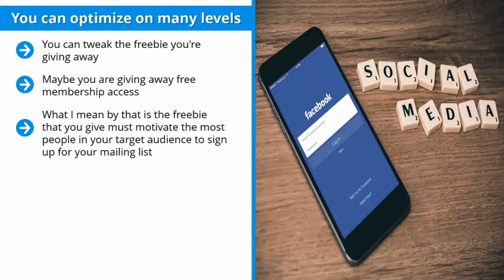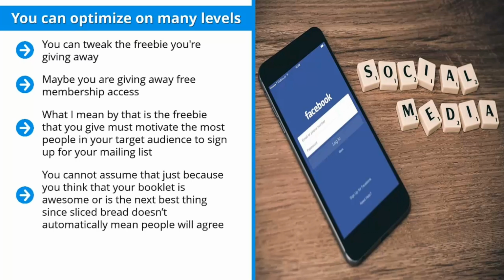What I mean by that is the freebie that you give must motivate the most people in your target audience to sign up for your mailing list. This is not easy. You cannot assume that just because you think that your booklet is awesome or is the next best thing since sliced bread, that automatically means people will agree with you. It doesn't work that way. You may have to switch from one freebie to the other until you get a high enough sign-up rate that would tell you that the freebie that you have selected is the right one. Thankfully, this is fairly easy to do with Facebook. You basically run different ads that offer different premiums.